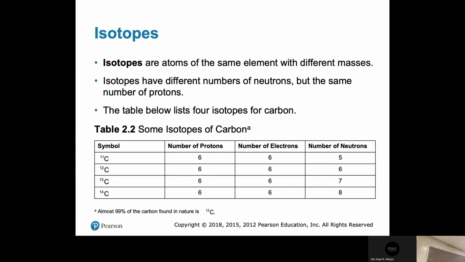Oh yeah, carbon-13. So carbon-13, right? Why is it carbon-13? One extra neutron. We have 1 extra neutron, so 7 plus 6 makes carbon-13.